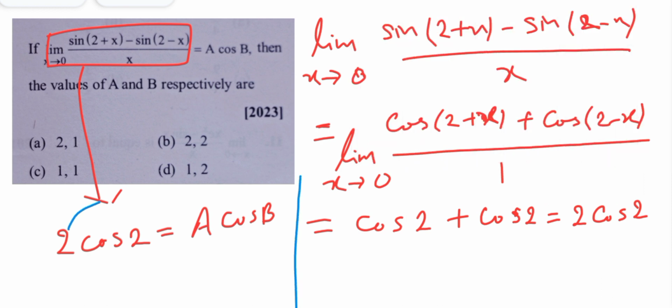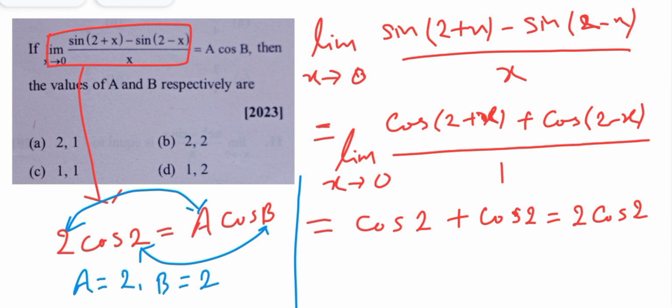This 2 is equal to a, and this angle b is equal to 2, so obviously a is 2 and b is also 2. If you do the comparison, you will get the value of a as 2 and the value of b as 2, so option b is our correct answer. The value of a is 2 and the value of b is also 2.